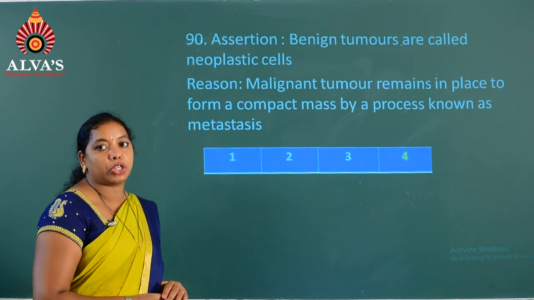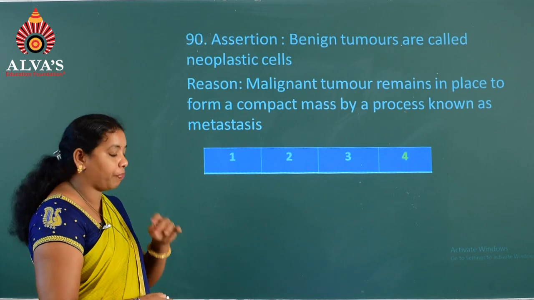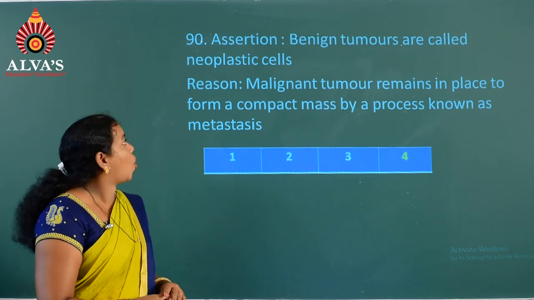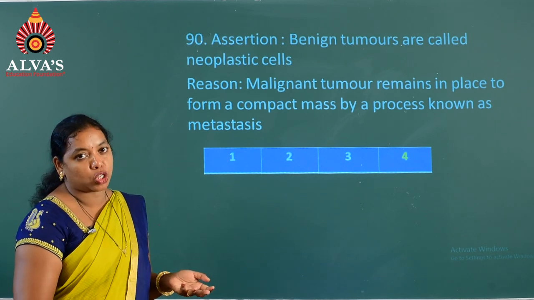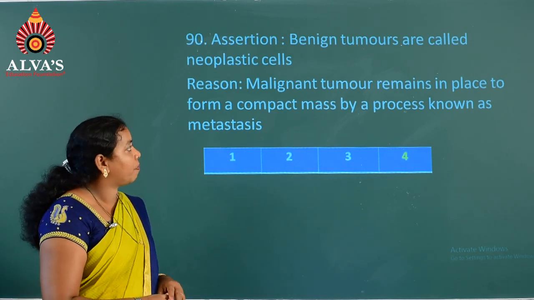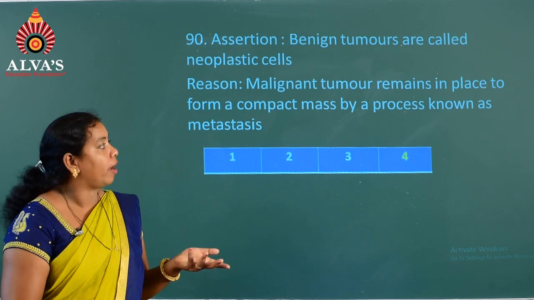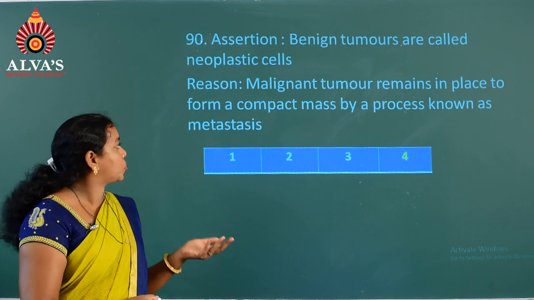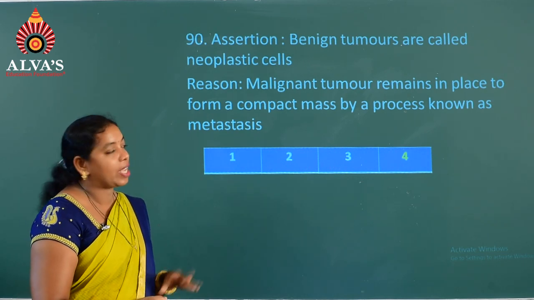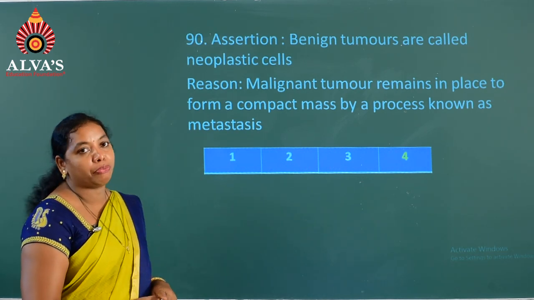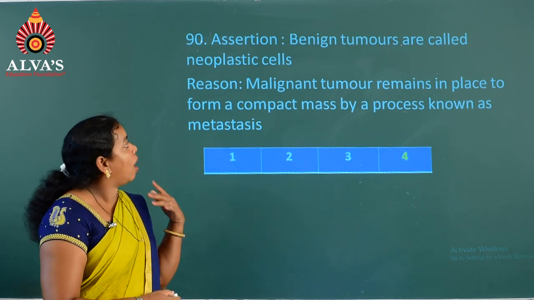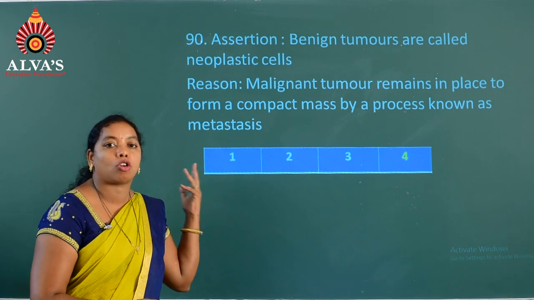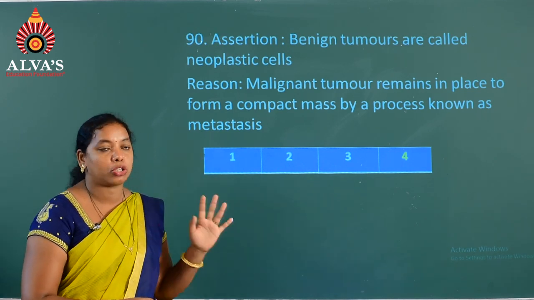Moving on to the next question, question number 90. Here the assertion is: benign tumors are called neoplastic cells, and the reason is: malignant tumors remain in place to form a compact mass by a process known as metastasis. If you consider the assertion itself, benign tumors are called neoplastic cells. That's wrong, because malignant tumor cells are called neoplastic. That's why the assertion is wrong.